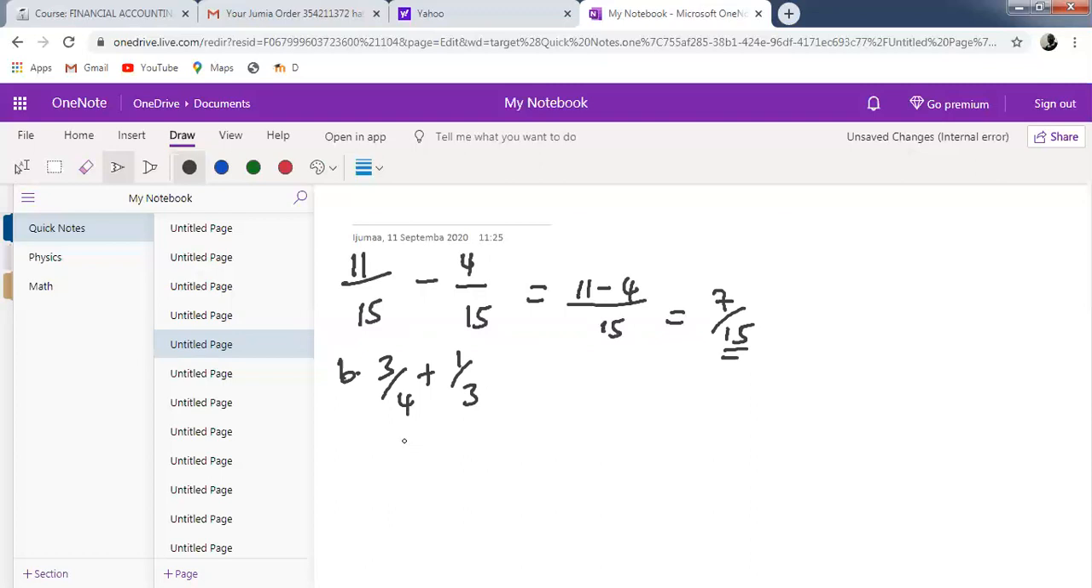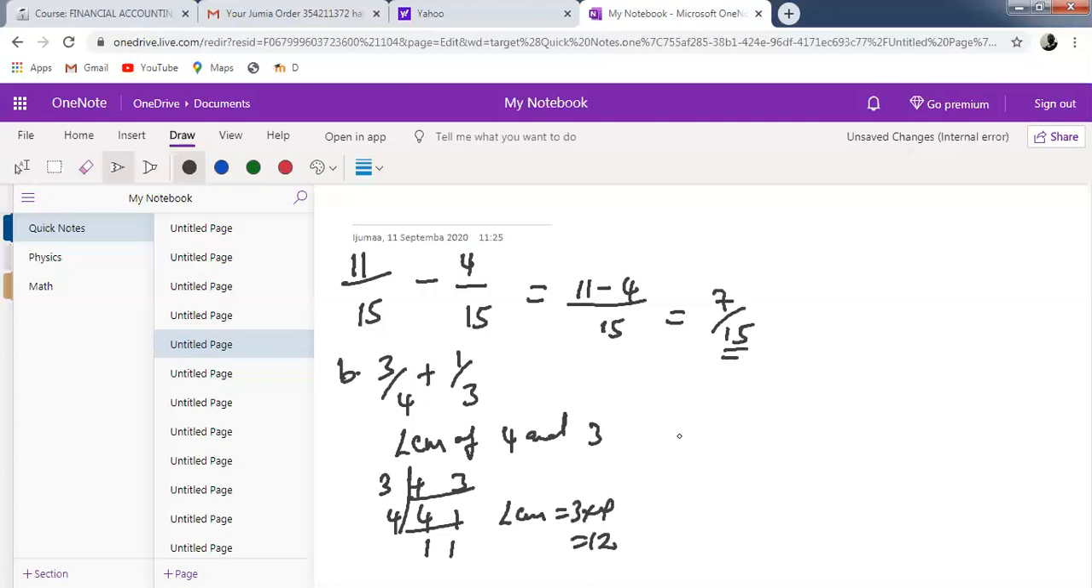The LCM of 4 and 3, you can just use the long method, or the method that we know. You can have here 4 and 3, and then 3 can go here, so that we have 4 1, and then 4 can go here, so we have 1 1. So the LCM is equal to 3 times 4, which is actually 12. So you realize this one will be like this, because the LCM is 12. So 3 over 4 plus 1 over 3 will be equal to, you just write there, the LCM is 12.